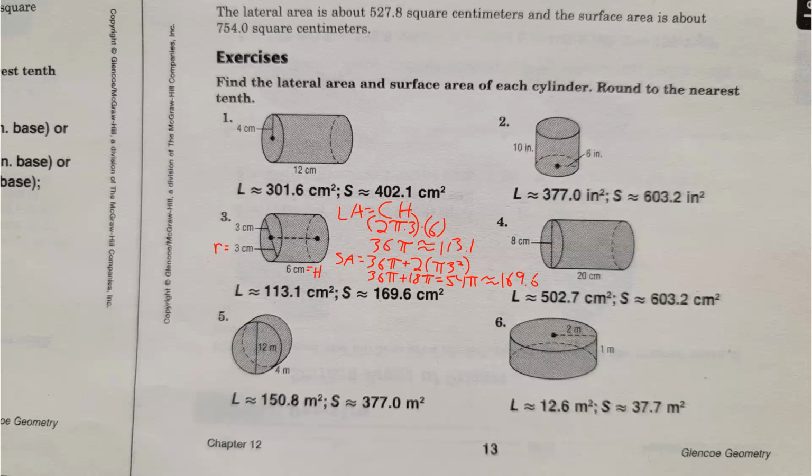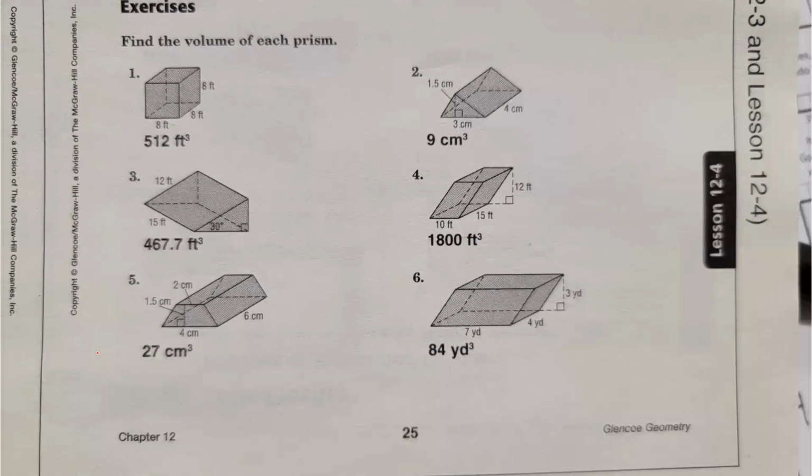Good. Go on to the next one. On here, now we're looking at volume. Again, in each case, we're looking at the area of the base times the height to get the volume. So you only have one answer for each of these. All these are now in cubic units. So number one was 512 cubic feet. Number two was 9 cubic centimeters. 3 was 467.7 cubic feet. 4 was 1,800 cubic feet. 5 was 27 cubic centimeters. And 6 was 84 cubic yards.